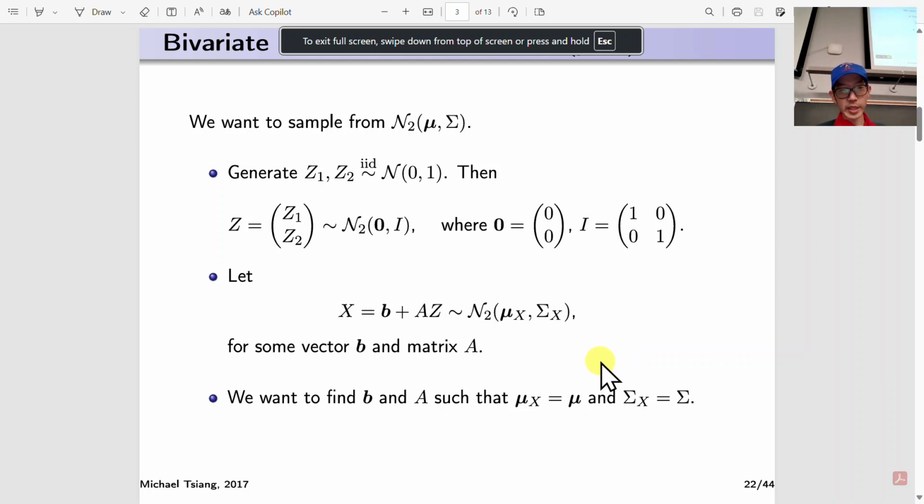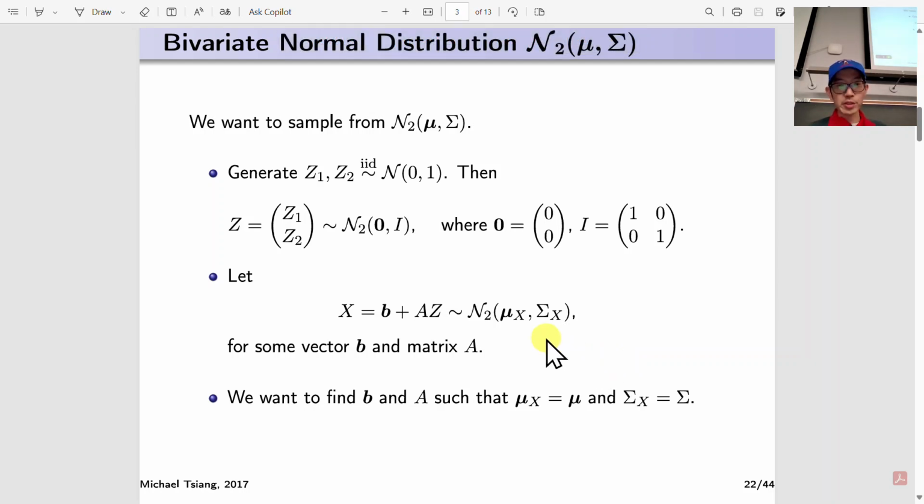Okay, and what we want to do is figure out some matrix A and some vector b, so that when I take this pair of points Z and multiply it by matrix A and add vector b, the result is a vector X, where X comes from this bivariate normal distribution with mean mu sub X and variance matrix sigma X, okay? So this is what we want to do, and the question is, can we figure out what these things are?